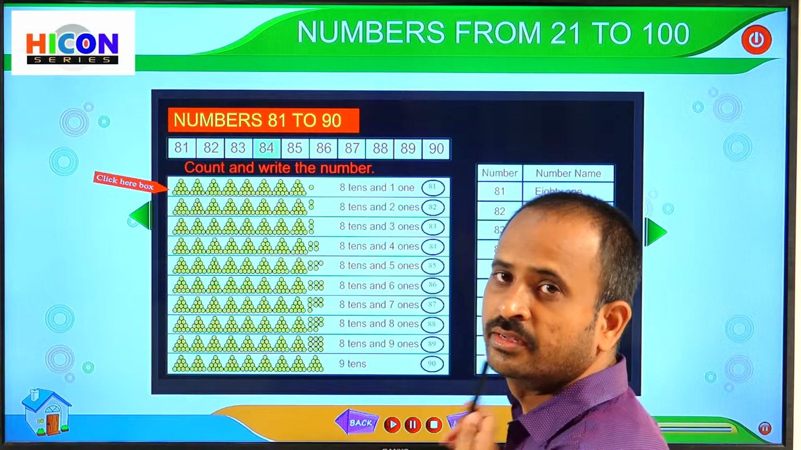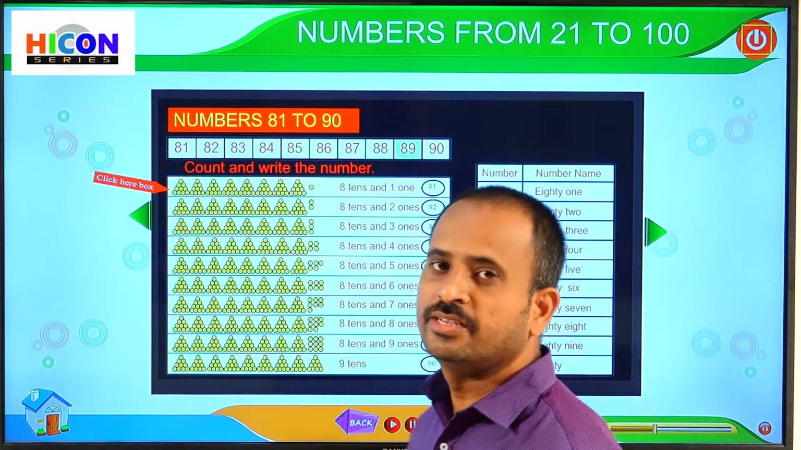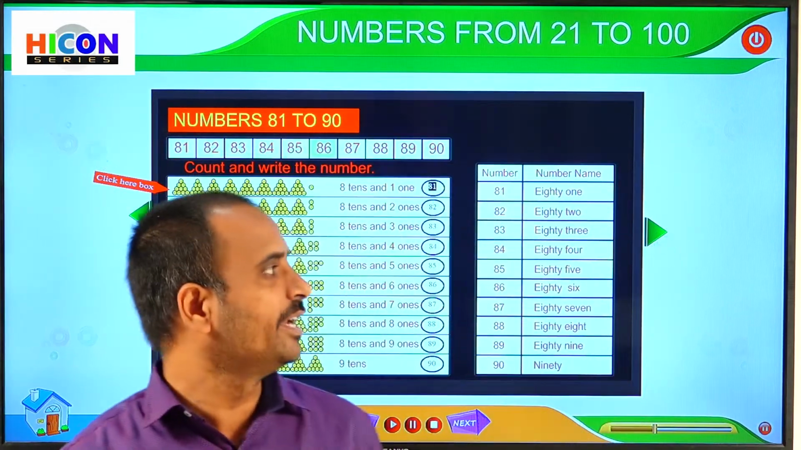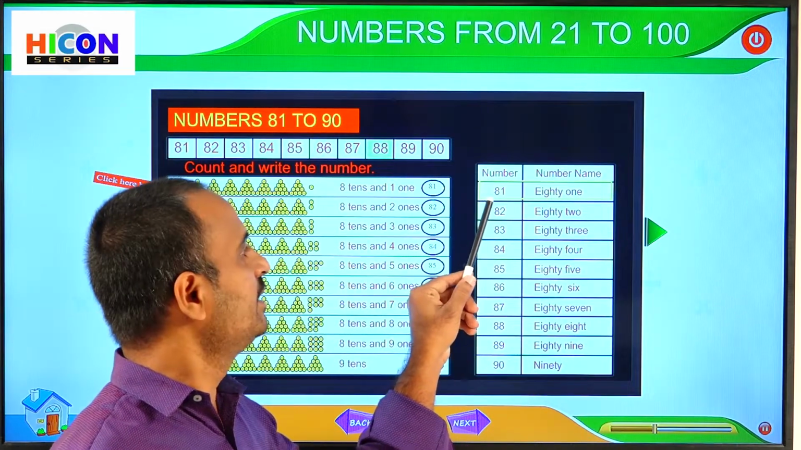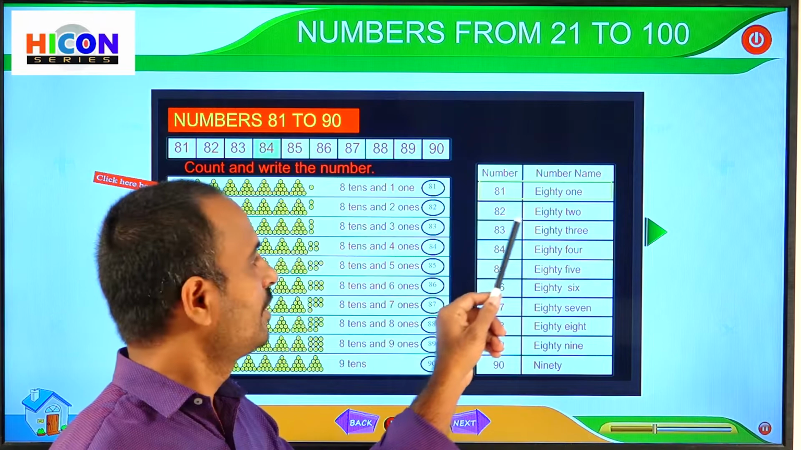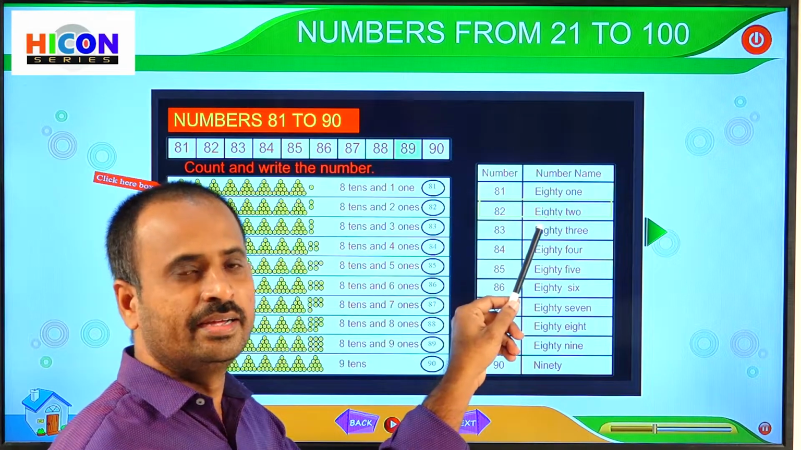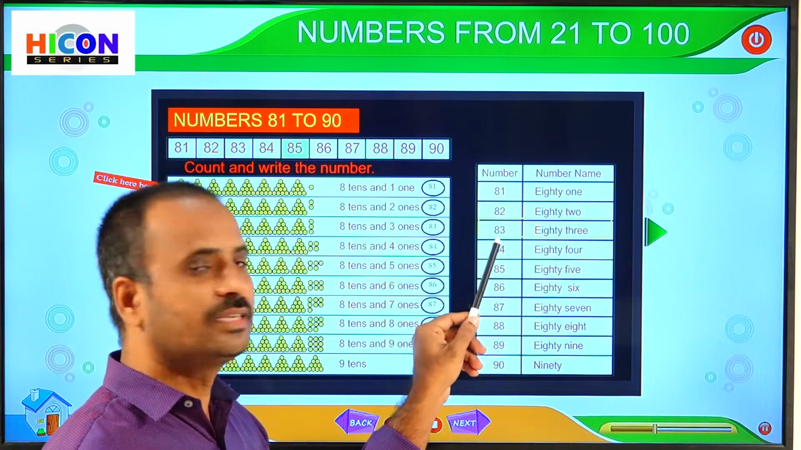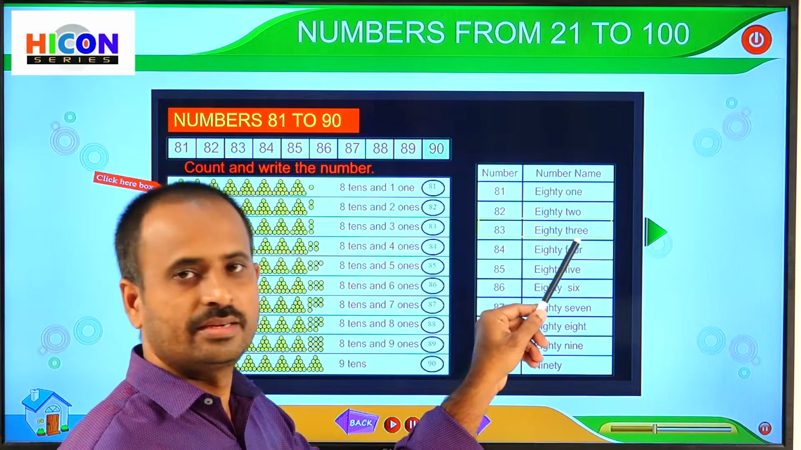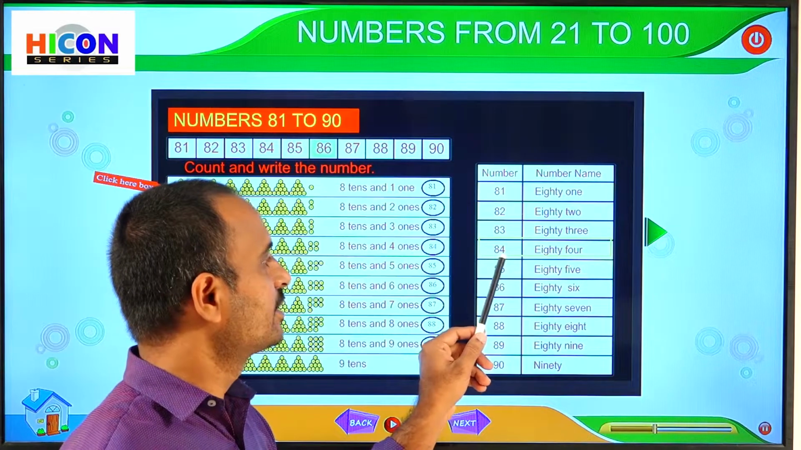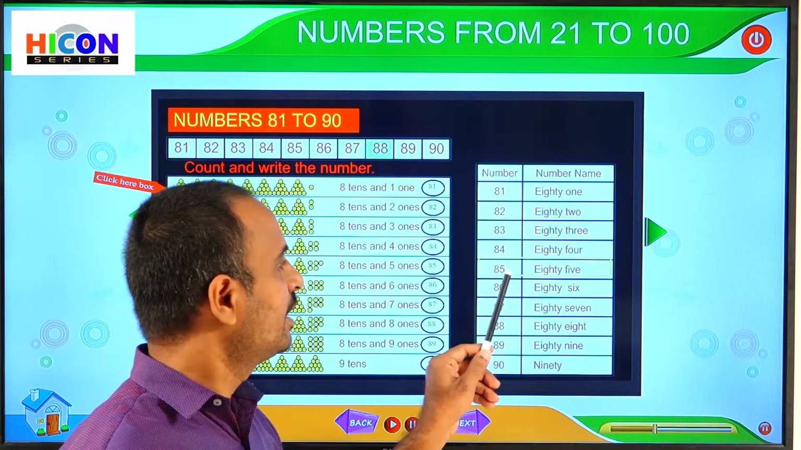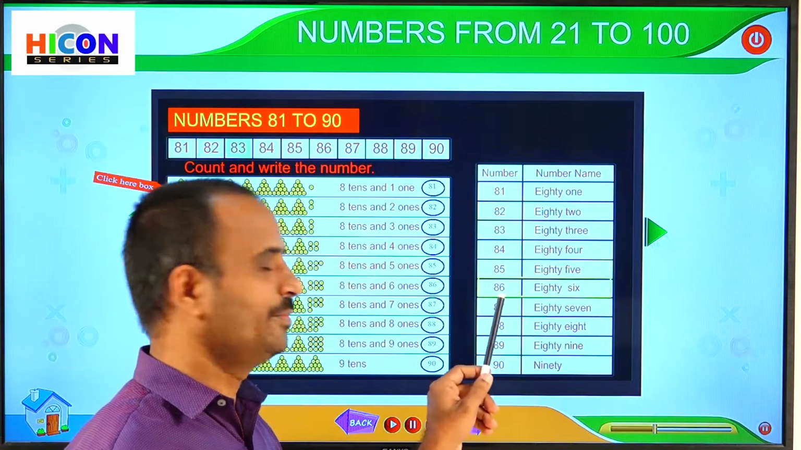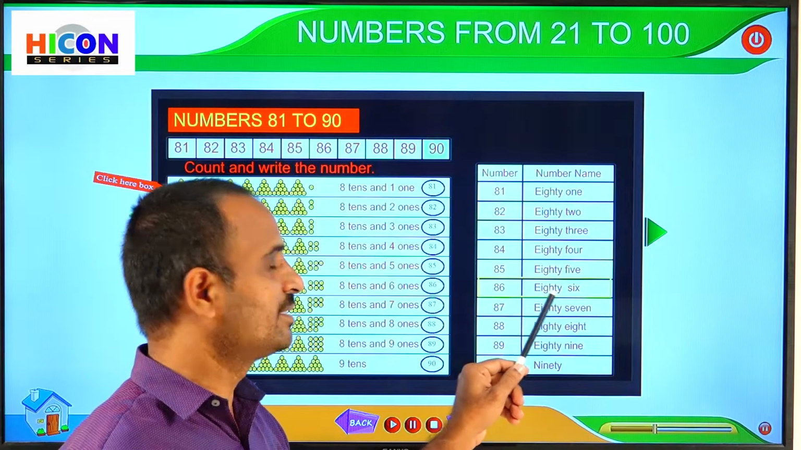And let us write the number names for these numbers. So let us see the number names. How to write the number names? So this number is 81. And this number is 82. And this number is 83. And this number is 84. And this number can be read as 85. And this number can be read as 86.